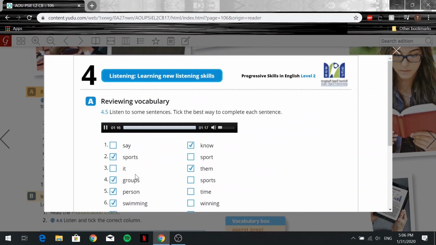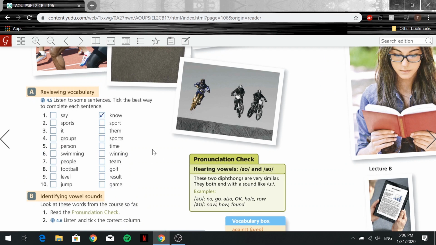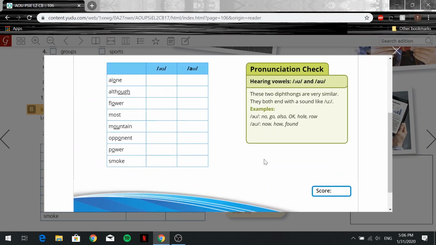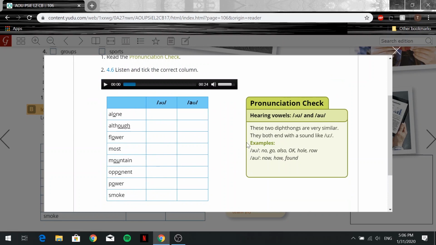Okay, so pretty simple exercise. Now let's go to exercise B. Let's read the pronunciation check first. Do we have it here? Yeah, we do. So here we have hearing vowels. These two diphthongs are very similar. They both end with a sound like O. So here the two different sounds are, you guys notice when I say no, go, that O sound, right? As opposed to when I say now, that ow sound. So we're trying to differentiate between O and ow. Okay?